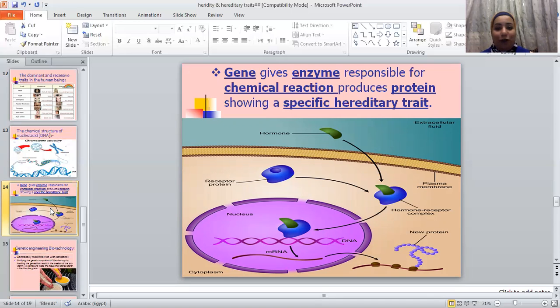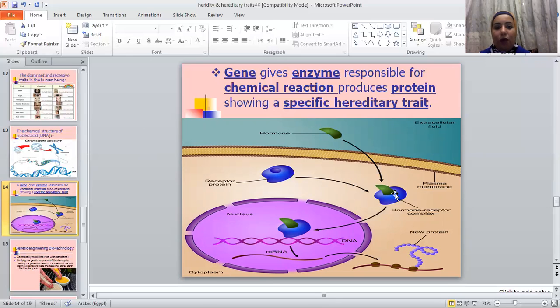What's the function of protein? Protein shows a specific hereditary trait. Proteins are responsible for showing the specific hereditary traits like the color of eye, color of hair, earlobe, and so on. Okay, is it easy?